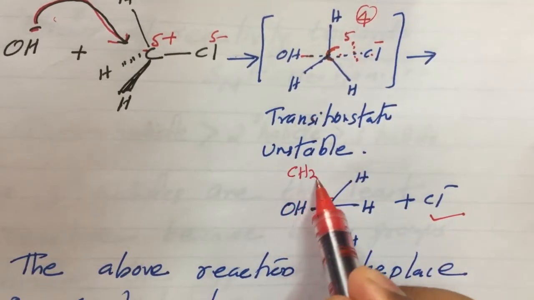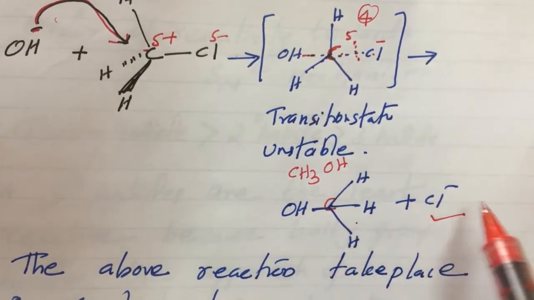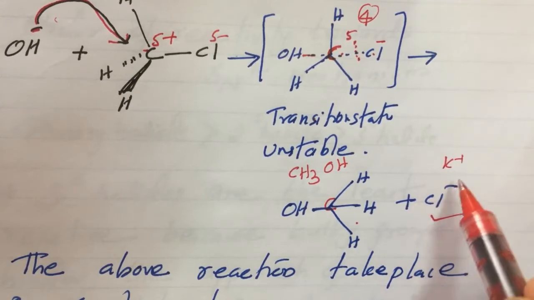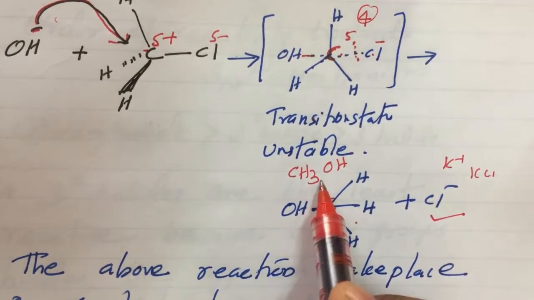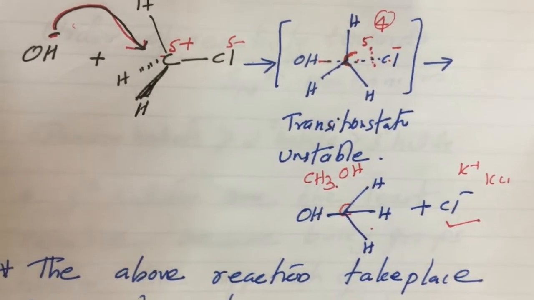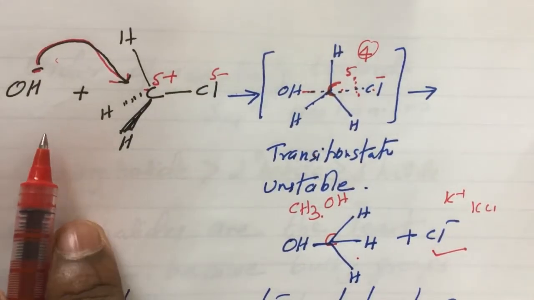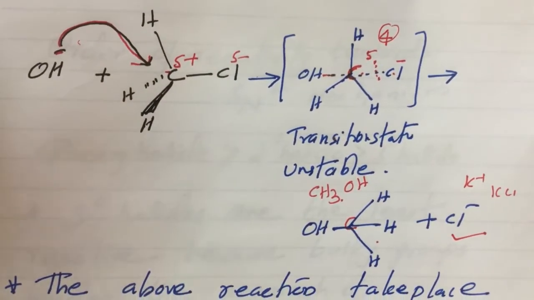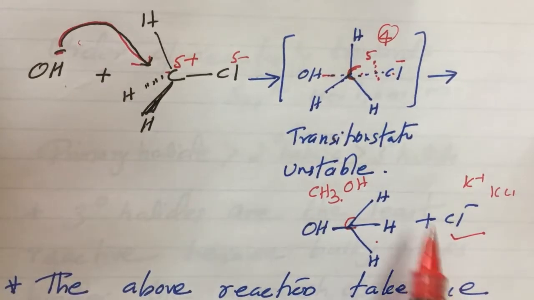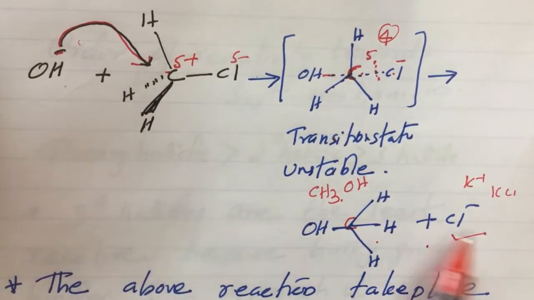CH3OH. This is the final product of the reaction, CH3OH. Then Cl minus and K plus will combine to form KCl. So methanol and KCl will be the products. Then, as I already said, this reaction takes place in a single step. From the reactants to the product, the reaction takes place in a single step.